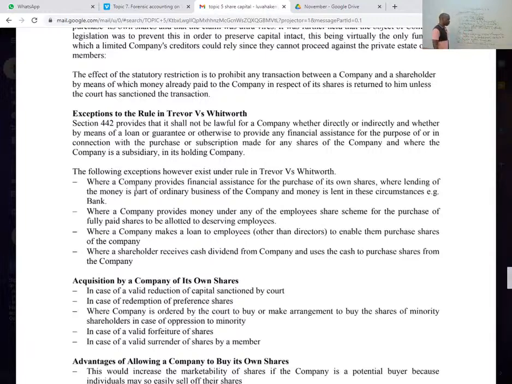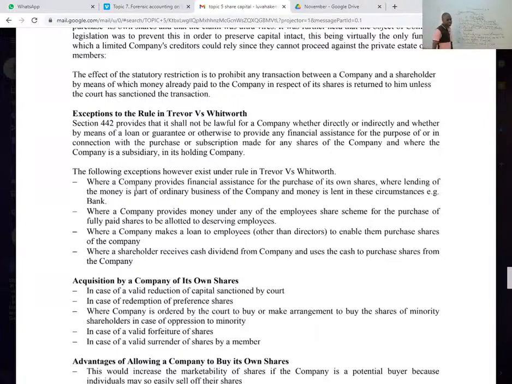It is a very common area in the exam. You can't afford to walk into an exam room and be blank with regard to this particular rule. What is the rule in Trevor versus Whitworth? It is very common in the exam.